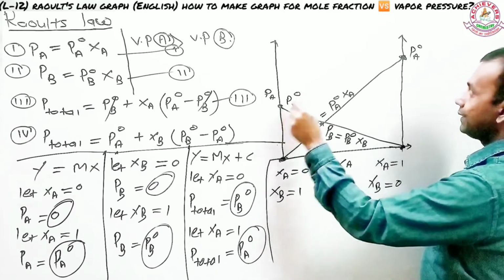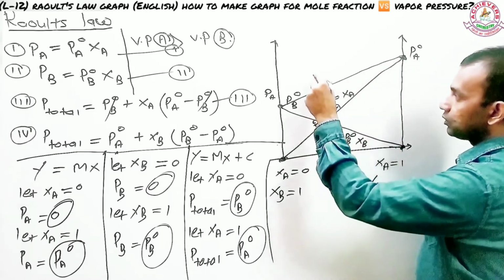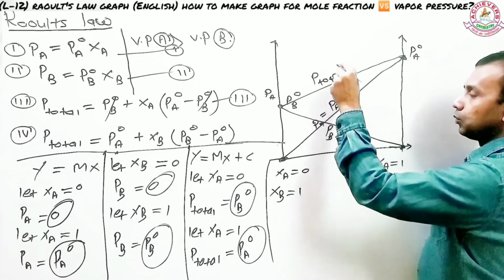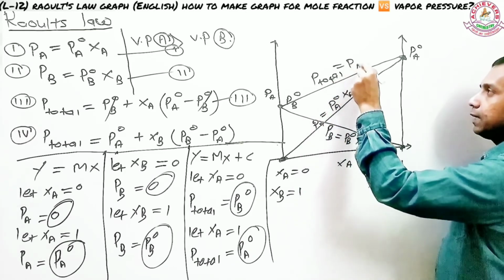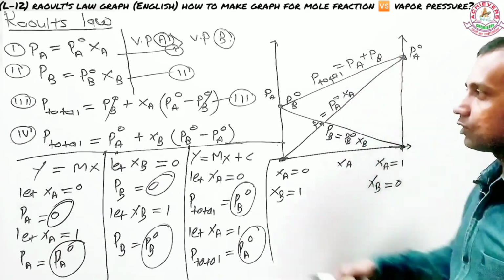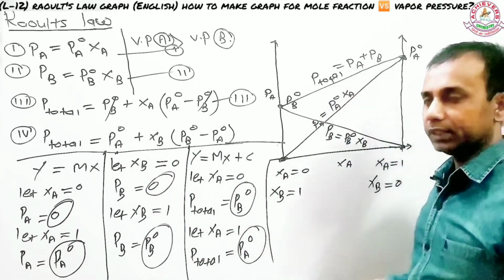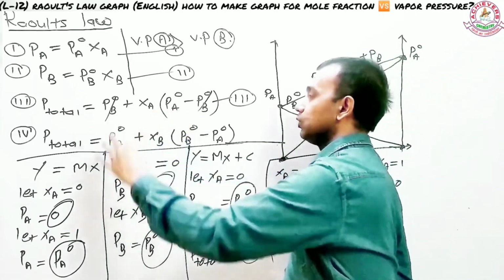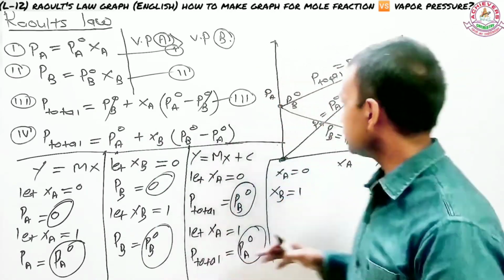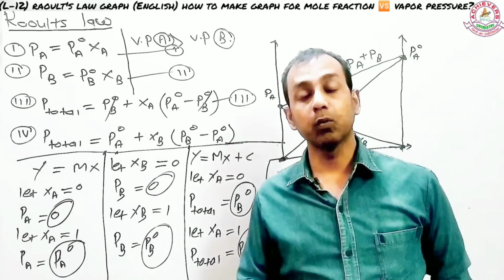So what we can do, taking these 2 points, we can draw another graph right over here, and this represents P total is equal to PA plus PB. You might be surprised, there was some other equation but I have changed over here. It's because PA plus PB when solved, you obtain these equations, right? Where you can check out again from the previous lecture. So this is the graph for the Raoult's law relating the vapor pressure versus the mole fraction.